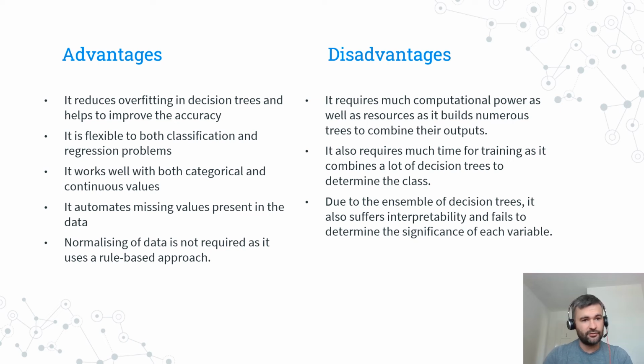However, there's no free lunch. There are disadvantages, and some of those disadvantages are that it requires much computational power as well as resources as it builds numerous trees. So, because it's using a number of algorithms simultaneously, it does eat up your computational power. And because of that, it also requires a lot of time for training. And because of the ensemble of decision trees, it also suffers quite significant interpretation issues, and it's much more difficult to determine the significance of each variable in relation to the output.